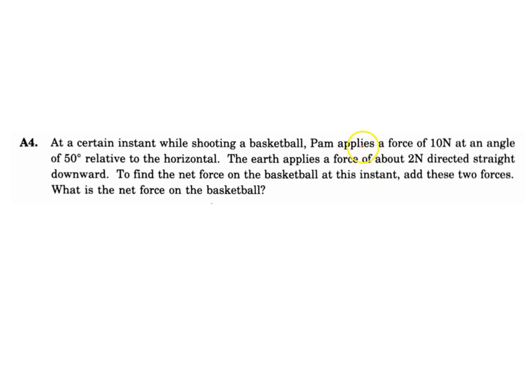Here is Pam. Pam is going to be shooting a basketball, so she's going to be exerting a force of 10 newtons at an angle of 50 degrees relative to the horizontal. We're just going to say that's the x-axis. The Earth is going to apply a gravity force of 2 newtons straight down. What is the net force on the basketball at this particular instant? Basically we're going to add these two forces. They're vectors and they're not all lined up, so we cannot simply add or subtract 10 newtons and 2 newtons. We're going to use the tip-to-tail method.